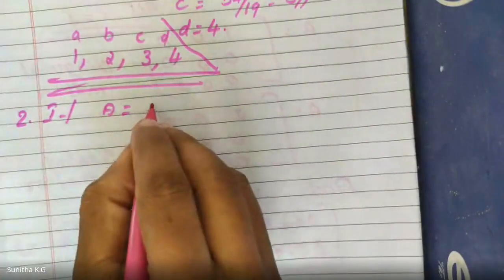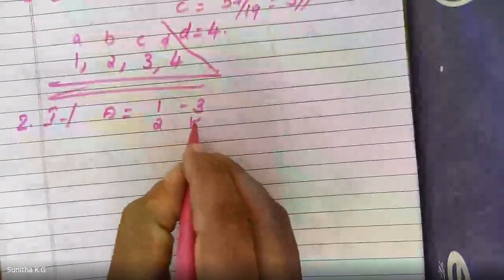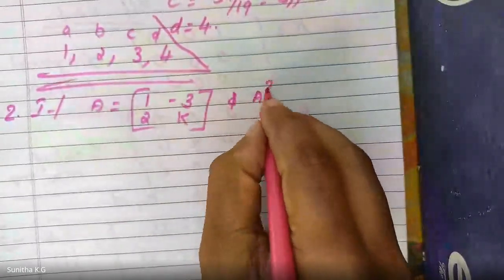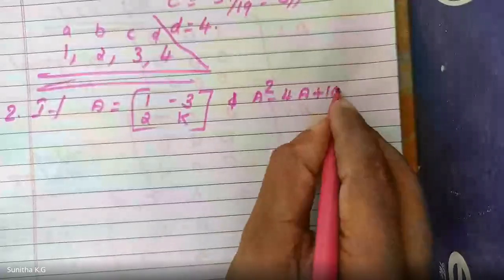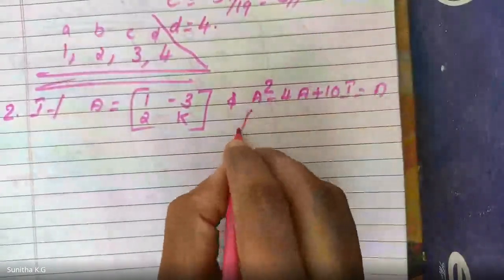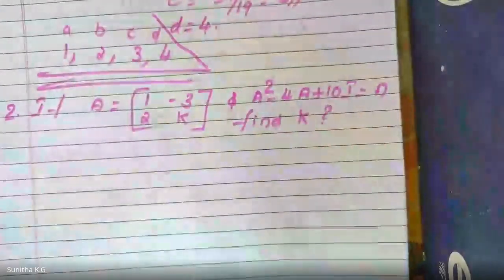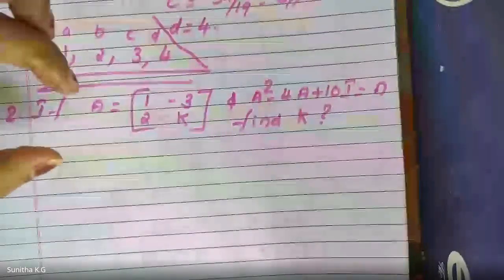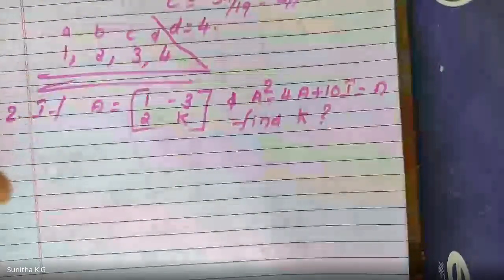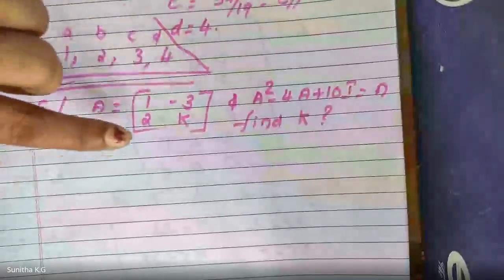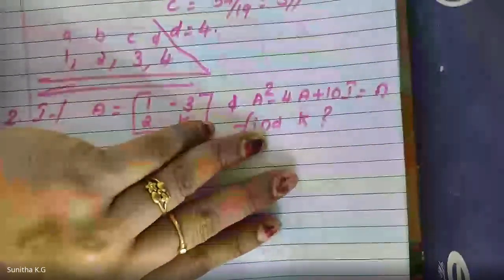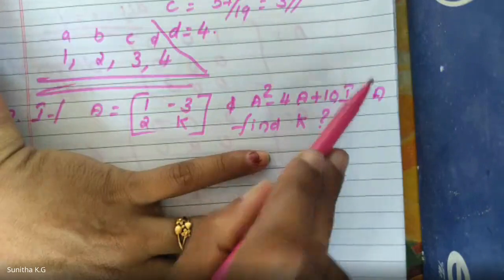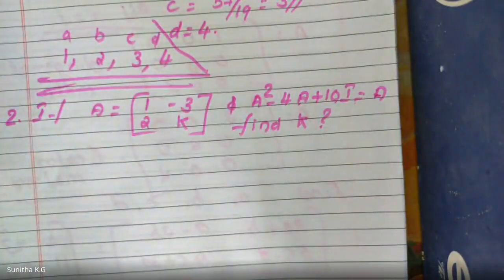Okay. If A equal to the matrix 1, minus 3, 2, k, and A square minus 4A plus 10I equal to A, then find k. This is the question. Just go through the problem. It's given as a 2 by 2 matrix, that is 1 minus 3, 2 k. And they have given one more condition, that is A square minus 4A plus 10I equal to A. Is it okay?